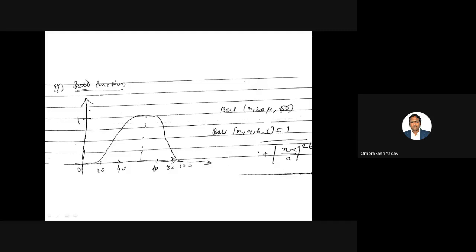So this B point is your 40, it's not 4, okay? It's 40. This is A point, B point, then the central is taken as 1, and the formula is x comma a comma b comma c equal to 1 upon 1 plus x minus c upon a, raised to 2b. So if we try to plot different values, we will get this kind of bell shape.